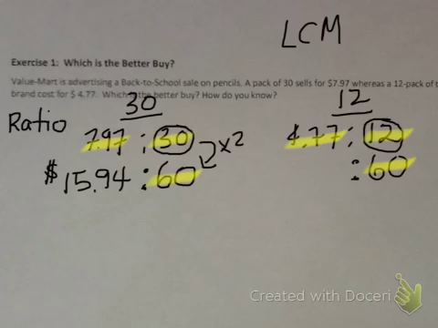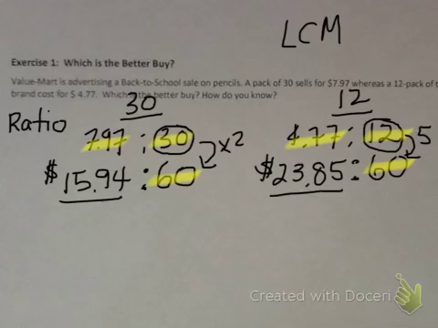Okay, and here we're multiplying by 5 to get from 12 to 60. So we're going to come up with $23.85 here. So right away, you can see, $15.94 for 60, or $23.85 for 60. Okay, so right away we know that our better buy is the 30.